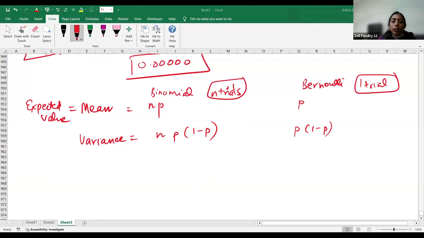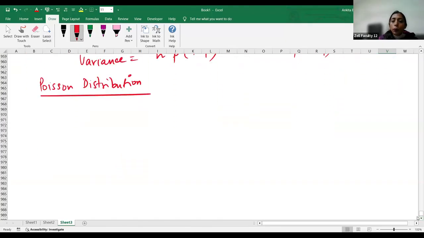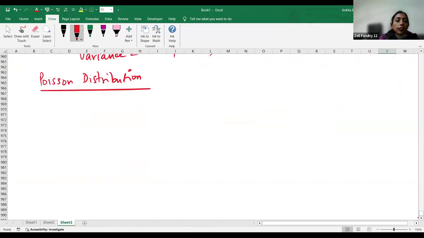Now we are talking about another distribution, and that distribution is known as Poisson distribution. This is not poison, snake poison. This is POISSON, the surname of a person. In Poisson distribution, generally we talk about those plants wherein defects are there. Generally for manufacturing plants, we use Poisson distribution.